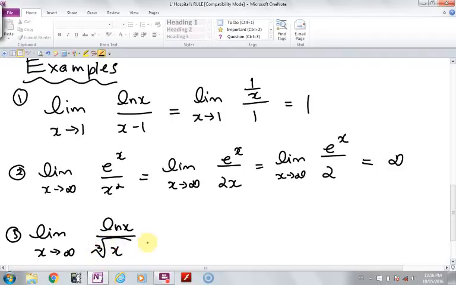Okay? Here we have the limit as x approaches infinity of ln x over the cube root of x. What's the ln of infinity? Any ideas? It's infinity. And the cube root of infinity? Also infinity. So this is an indeterminate form of infinity over infinity.